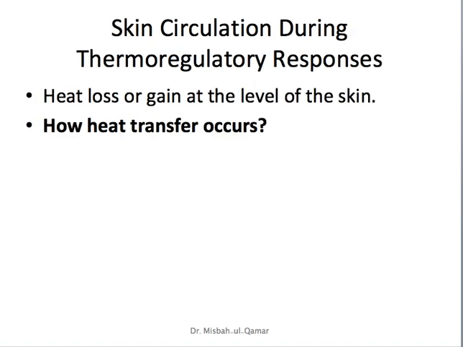Now, what is the role of skin circulation during the thermoregulatory responses? Heat loss or heat gain is most effectively regulated at the level of the skin. It is very simple: to dissipate heat, blood flow is brought in close proximity to the body surface, and to conserve heat, blood flow is shunted away from the body surface.